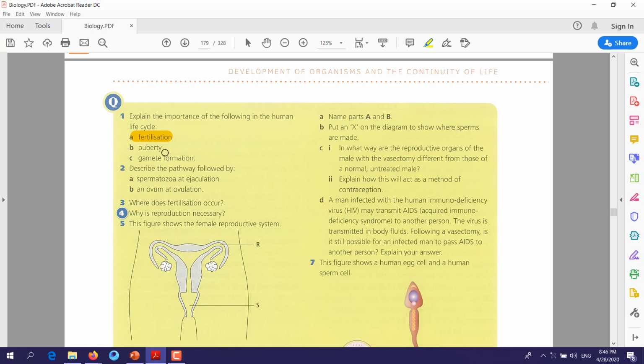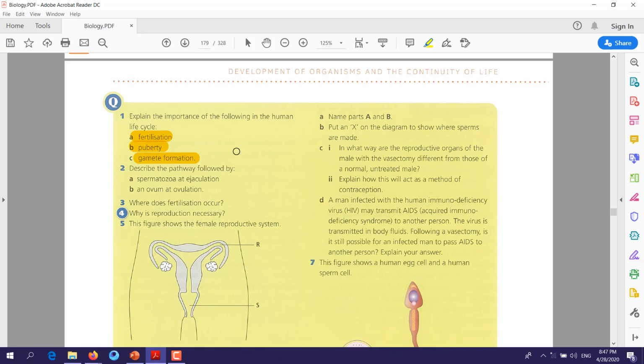Then the next one is puberty. What is the importance of puberty? This stage is the development stage in which the human, male and female, will be physically able to reproduce. C, gamete formation. What is the importance of gamete formation? It is for reproducing, to make the zygote, and then to make a new offspring.